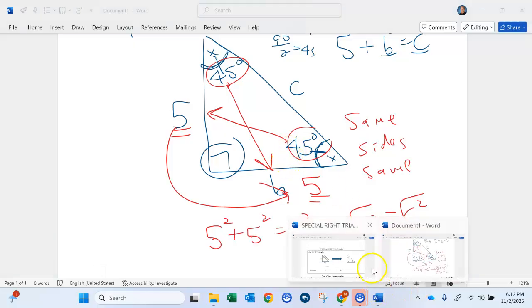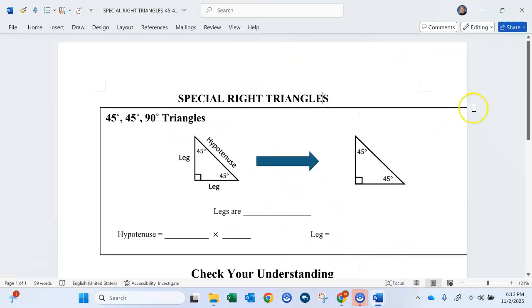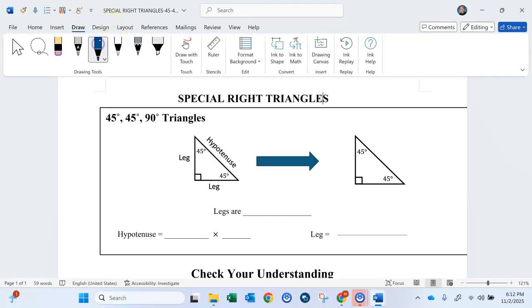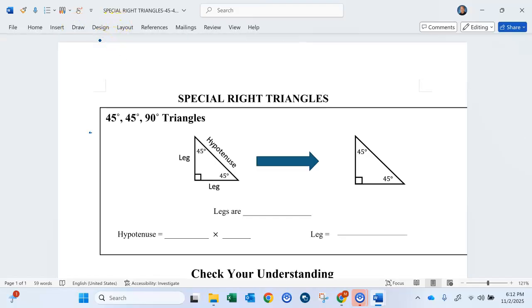So let's go to our notes and summarize this, okay? So we'll go ahead and use a different color pen. So again, if we know that this is 45 and 45, these are the legs, that means the legs are equal. So let's put that in our notes first, or the same. And the hypotenuse is equal to what? Well, it's going to be equal to the leg times square root of 2. It's always, that's the way it is when you have a 45, 45, 90.